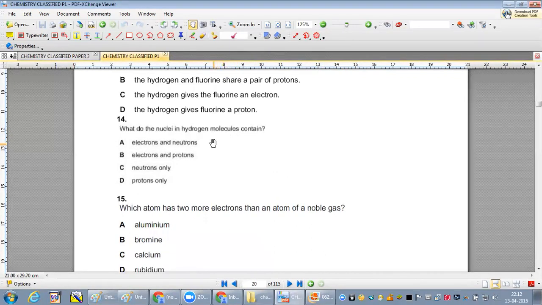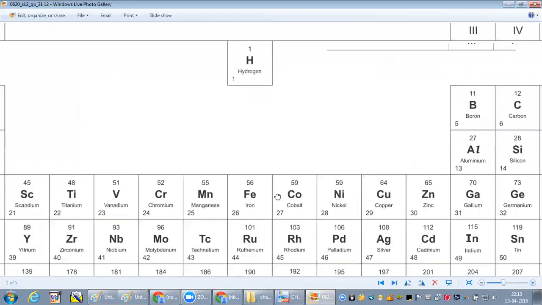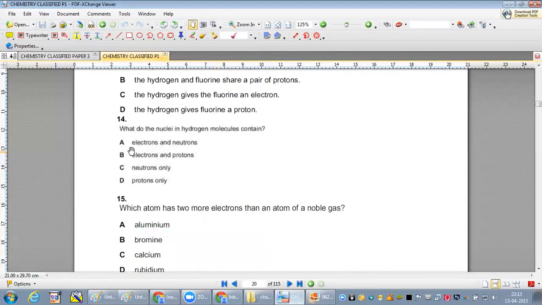Hydrogen, it doesn't contain any neutron. There will be only electrons and protons. That's what a hydrogen atom is. If you look over here, its atomic number is 1, so 1 proton. Atomic mass number is 1, so number of protons plus neutrons is also 1. So 1 proton plus 0 neutron, atomic mass number is 1. So no neutron is there, only 1 proton and 1 electron. So the correct option over here is going to be, it will be having only electrons and protons.